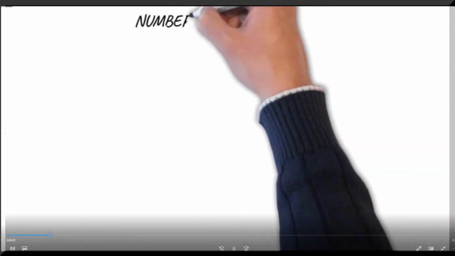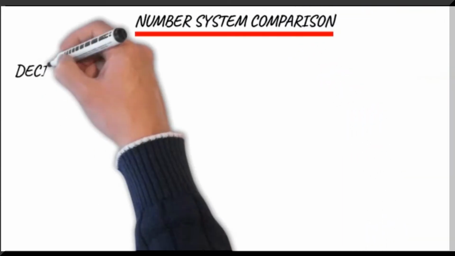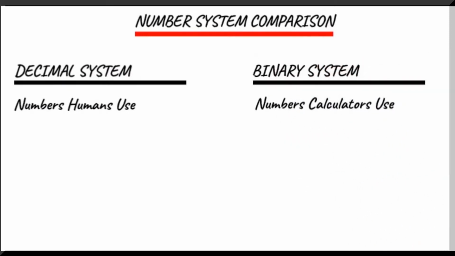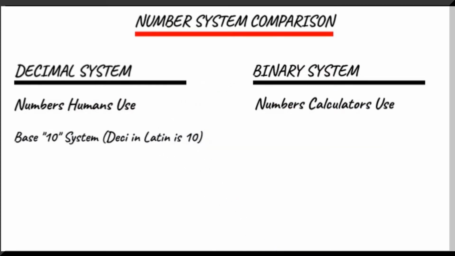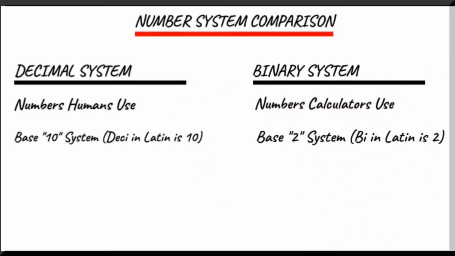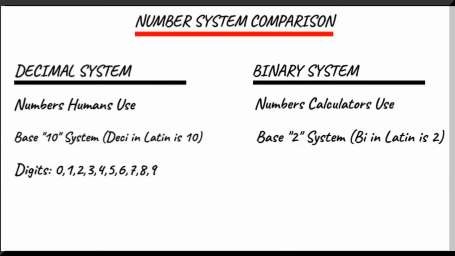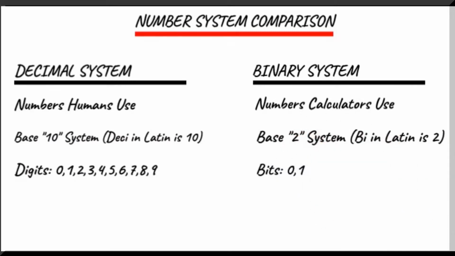To gain a basic understanding of the binary number system, let's compare it to the decimal system, which we are more familiar with. Humans use the decimal system. Calculators use binary. The decimal system is a base 10 system. Deci in Latin is 10. The binary system is a base 2 system. Bi in Latin is 2. The decimal digits are 0 to 9. Digits in binary are called bits. There are only 2, 1 and 0.